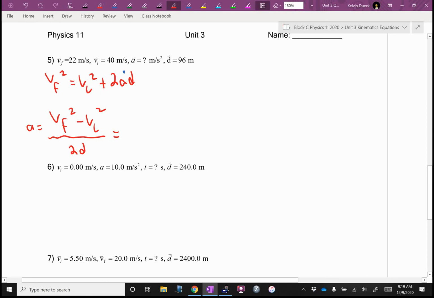Ooh, I also noticed that V final is smaller than V initial. I'm slowing down. I'm going to get a negative acceleration, and that won't make me nervous. That'll make me relax. 22 squared minus 40 squared all over 2 times 96.